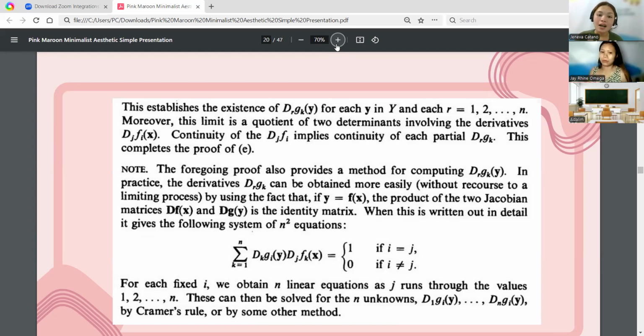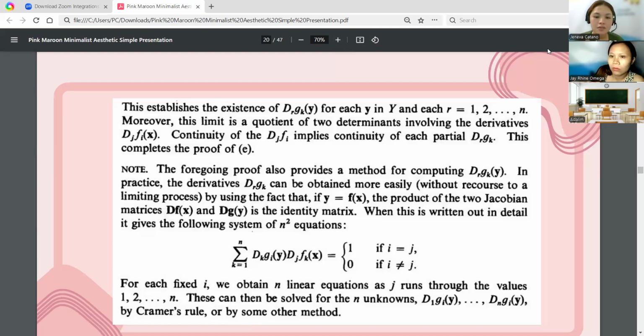Okay, so note the foregoing proof also provides a method for computing d sub r g sub k of y. In practice, the derivatives d sub r g sub k can be obtained more easily without recourse to a limiting process by using the fact that if y is equal to f of x, the product of the two Jacobian matrices df of x and dg of y is the identity matrix. When this is written out in detail, it gives the following system of n squared equations. Okay, so like this one.